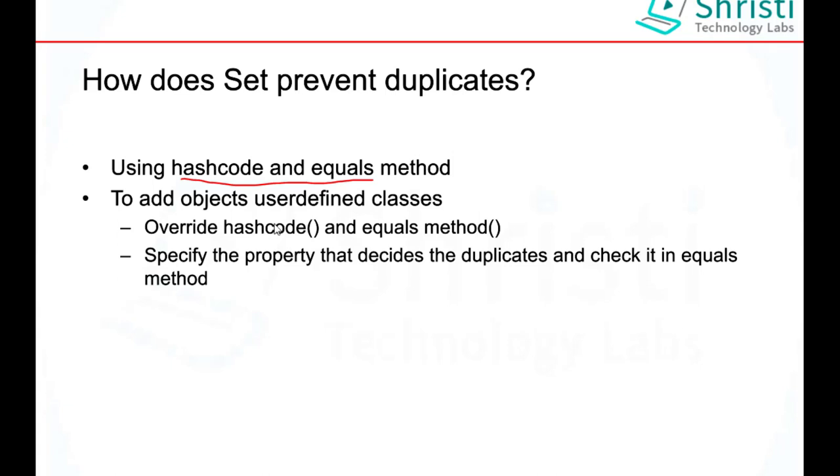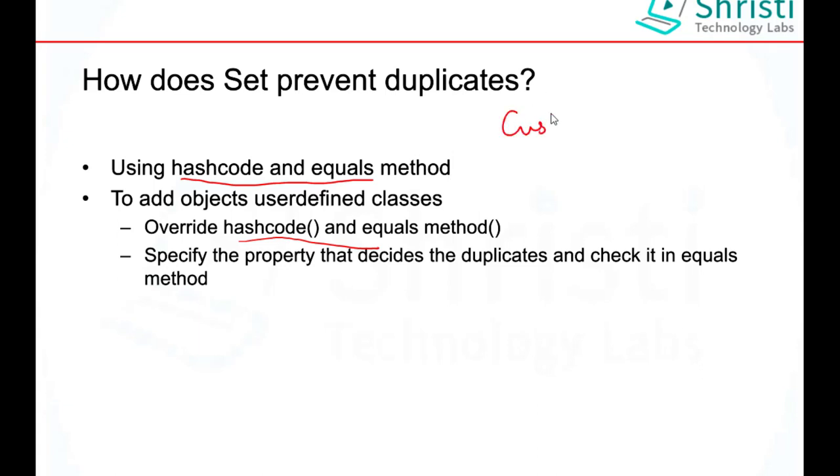In case of user defined classes, that is, if you are adding customer or employee or order objects to a set, if you want to prevent duplicates, if you want to specify that two objects are the same, then you need to override the hashCode and equals methods. You need to specify the property with which you are deciding the duplicate.